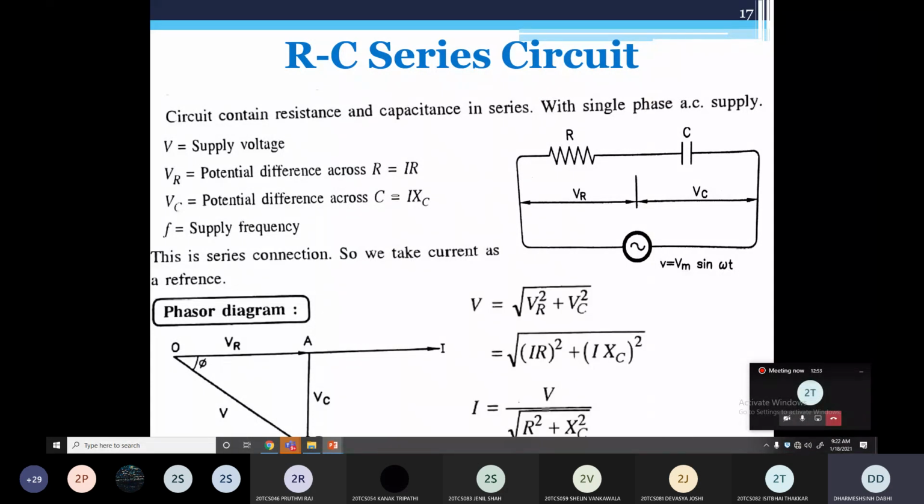Then we see the voltage equation. From the trigonometry of this right angle triangle, we can make the equation of the total voltage as the square root of VR square plus VC square, and from that we can make the equation of current: I is equal to V by square root of R square plus XC square. This denominator is nothing but the impedance of this series RC circuit.